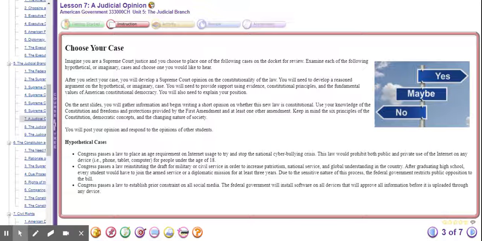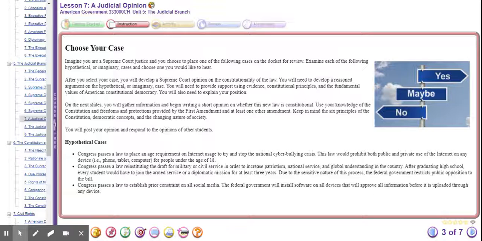Okay, so what if Congress passed a law to place an age requirement on internet usage in order to try and stop the national cyberbullying crisis? This law would prohibit both public and private use of the internet on any device, phone, tablet, computer, whatever, for anyone under the age of 18. And let's say that goes all the way to the Supreme Court. How would the Supreme Court rule on that issue? This is something to think about.